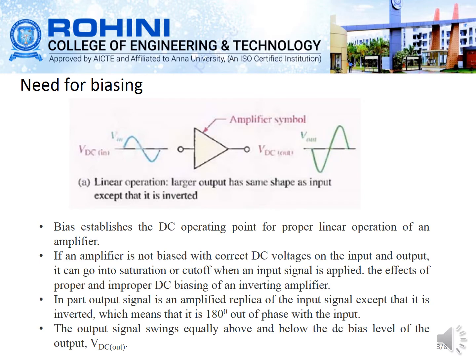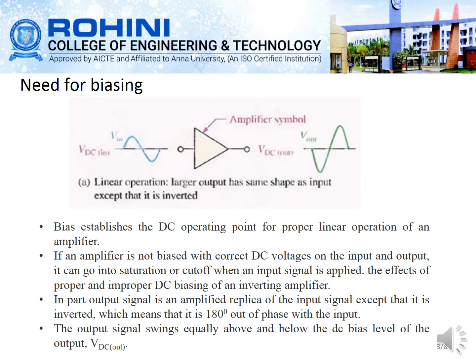So in the case of the need for biasing, why are we going for the biasing technique? We need stabilization, that is to make the amplifier amplify linearly, to get a linear amplified signal. This biasing establishes the DC operating point for linear amplification. If the amplifier is not biased in a proper way, the DC voltages on the input and the output can go to the saturation mode or the cutoff mode, so that whenever an input signal is applied, there will not be any proper amplification.